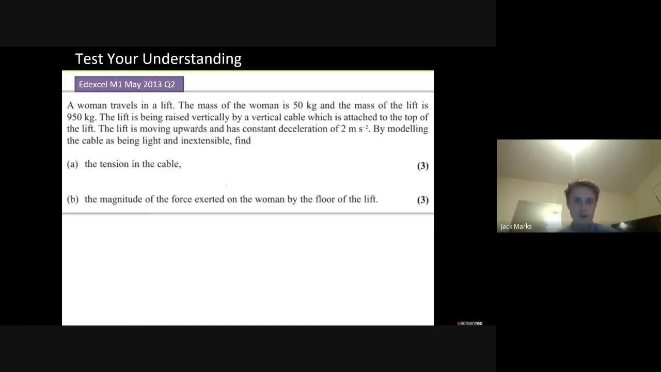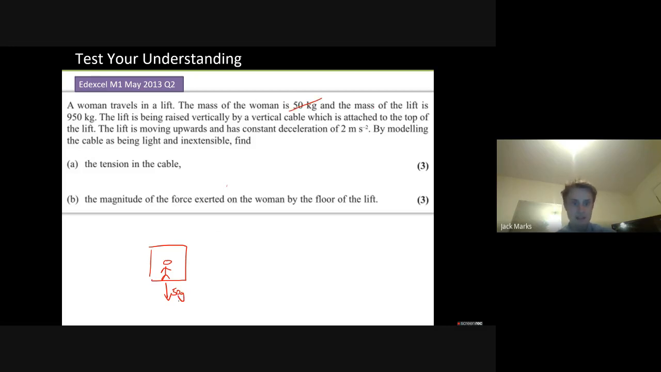Assuming you've had a go at the question, let's have a look now. So the first thing to do is to draw a good force diagram. A woman travels in a lift. The mass of the woman is 50 kilograms. So that's sort of a weight. That's a downwards force of 50g.